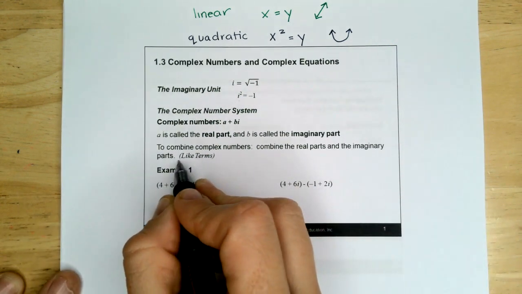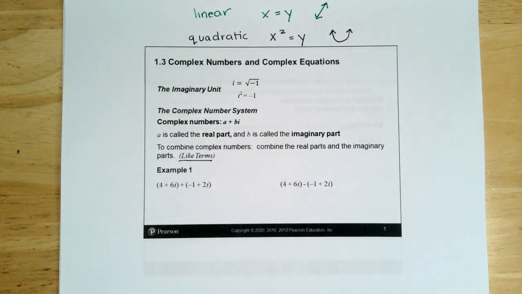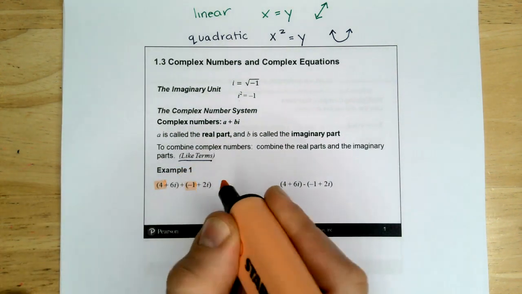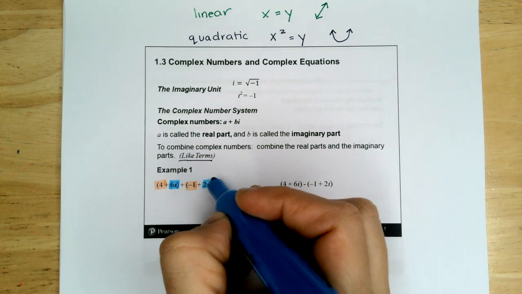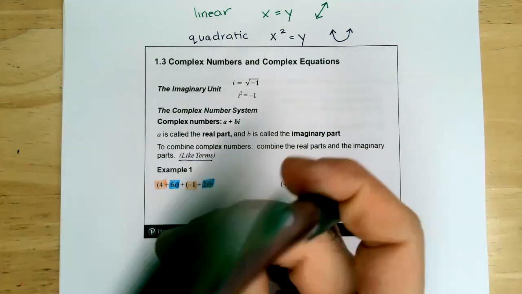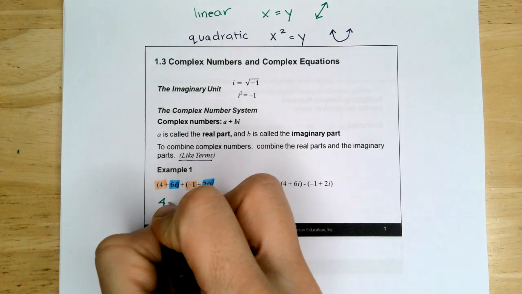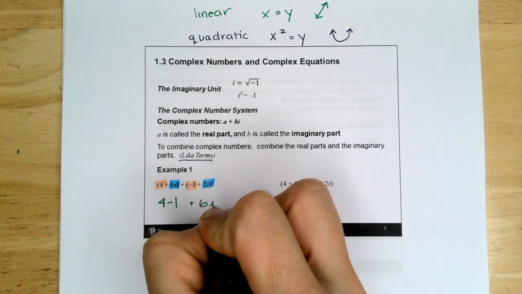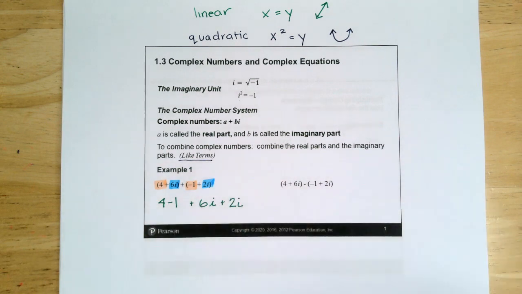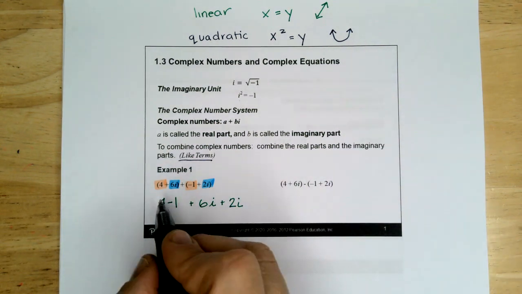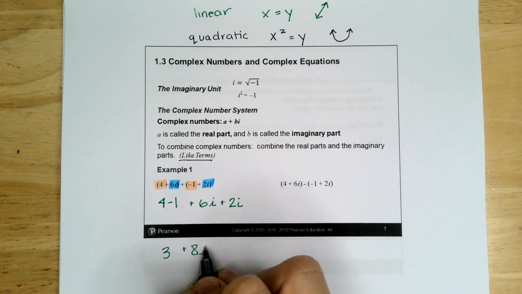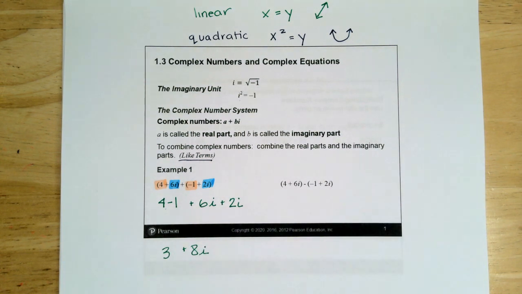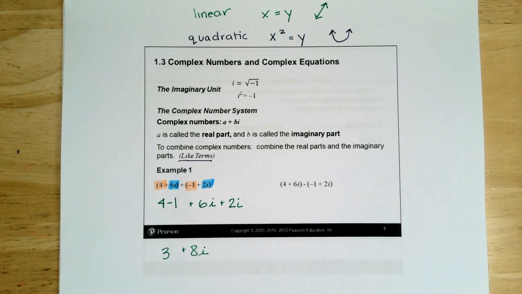So in this sense, we're just combining like terms. Here we have a 4. We're going to combine it with a negative 1. And we have a 6i. And we're going to combine it with a 2i. Good? So 4 minus 1 plus 6i and 2i. Just like when combining other like terms, make sure you are careful of your signs. 4 minus 1 becomes 3. 6 and 2 become 8. So the complex numbers 4 plus 6i and negative 1 plus 2i become 3 plus 8i. Good.